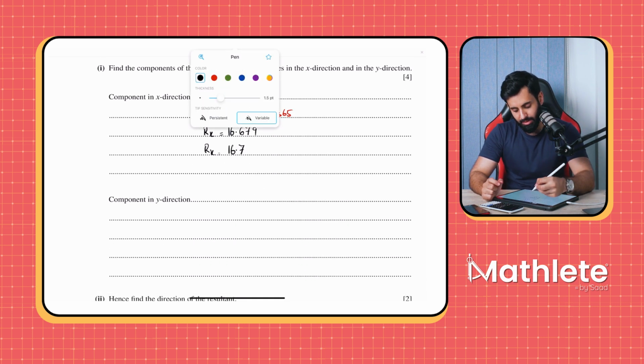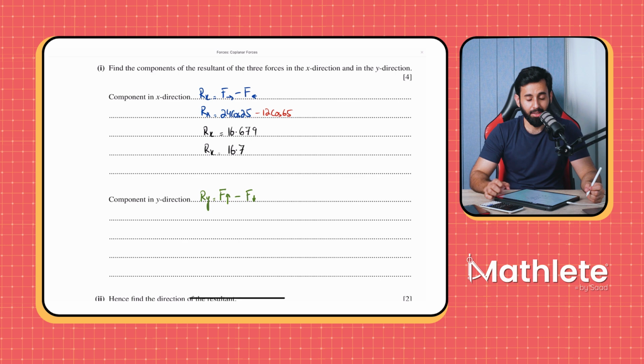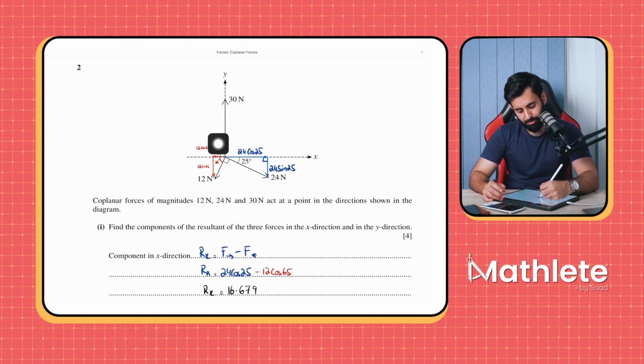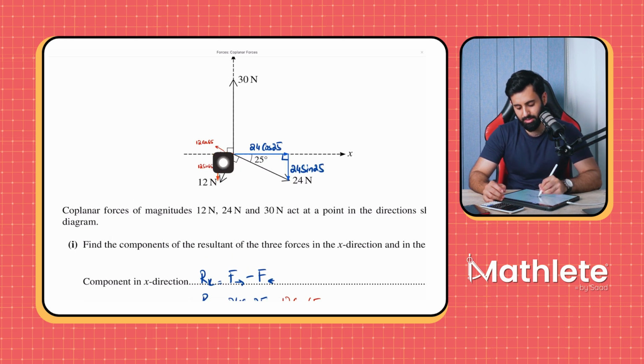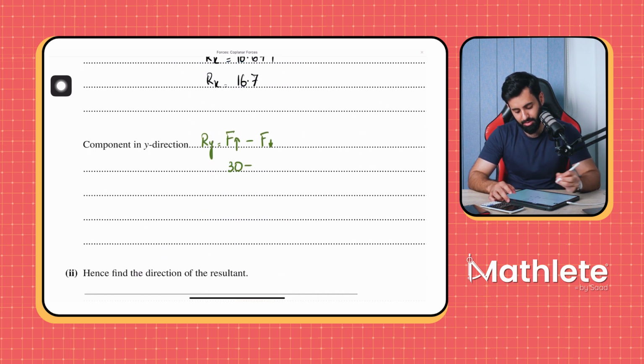Now the component in the Y direction. That's again pretty simple. In order to find the resultant in the y direction, we'll take the force that's acting upwards, since that's usually considered positive, and from it we'll subtract the force that's acting downwards. As far as the upward force is concerned, this 30 newtons is acting vertically. How do I know that? You can see there's a right angle over here, so this is going to be 30 straight away.